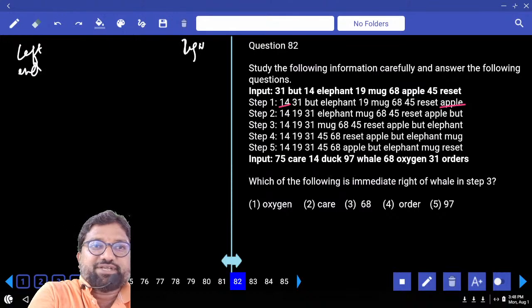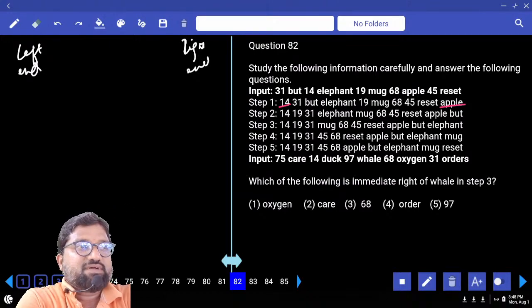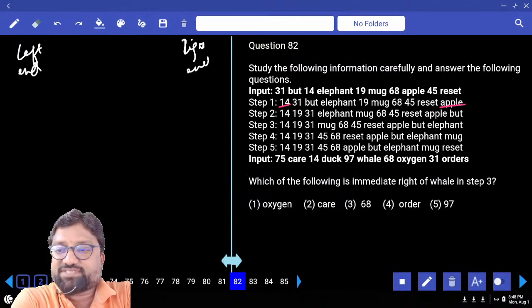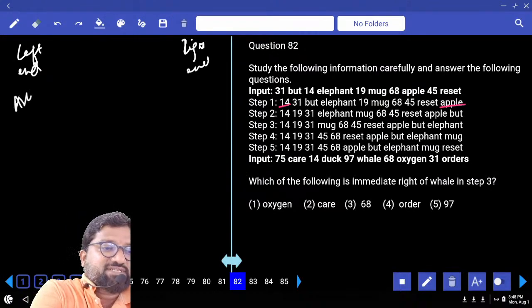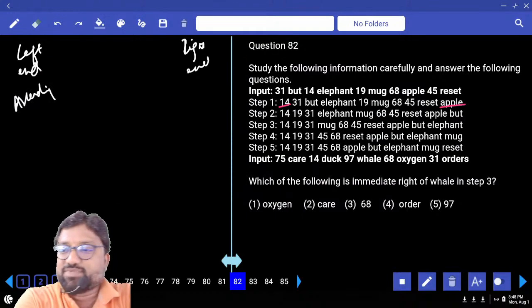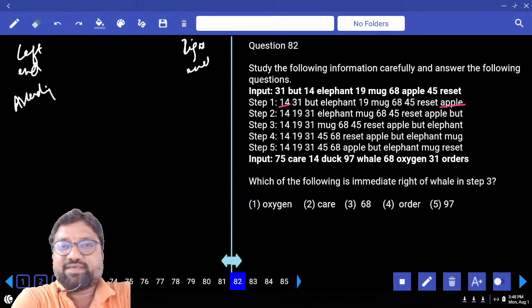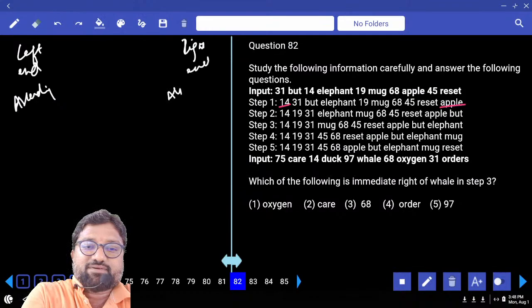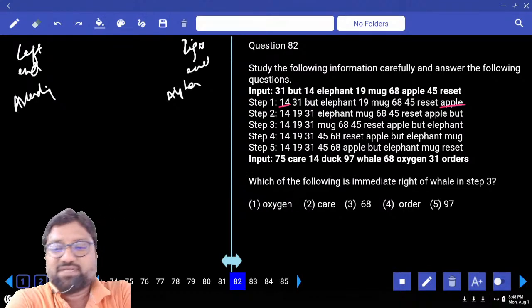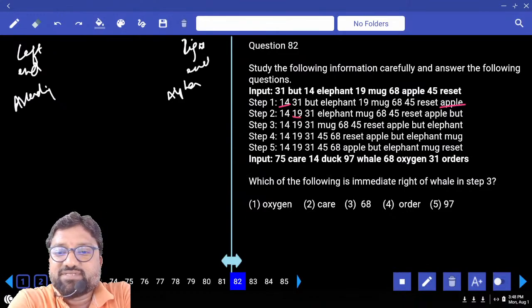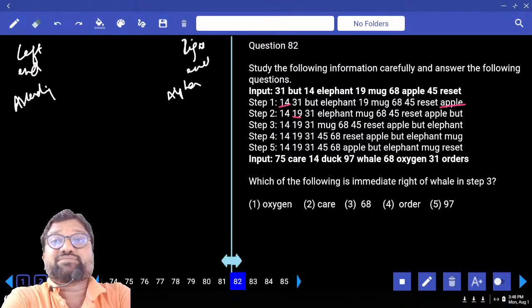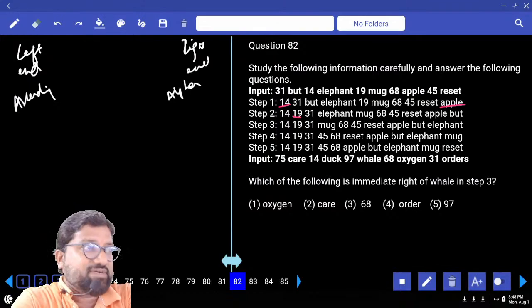What is the specialty of number 14 among the given numbers? It is the smallest number. So maybe he is shifting everything in ascending order. And what about the specialty of the word apple? Alphabetical order. Okay now? Yes. After 14, what number is shifted? 19. Now this 19 is second from left. It's not exactly in the left hand, it is second from left.